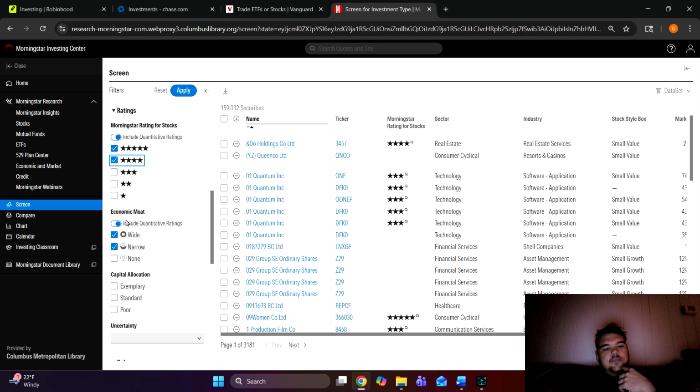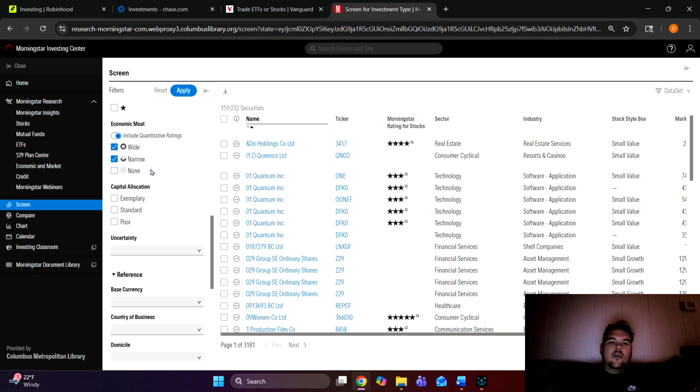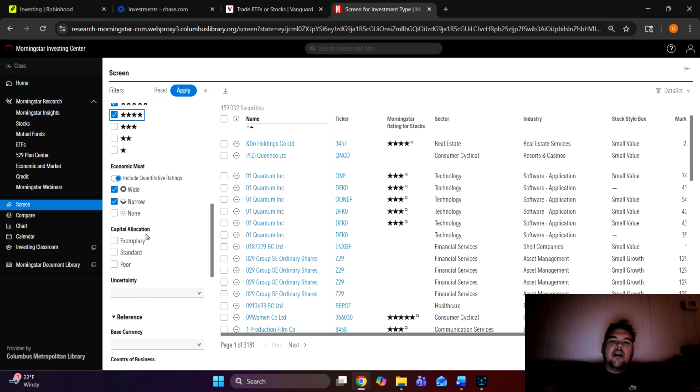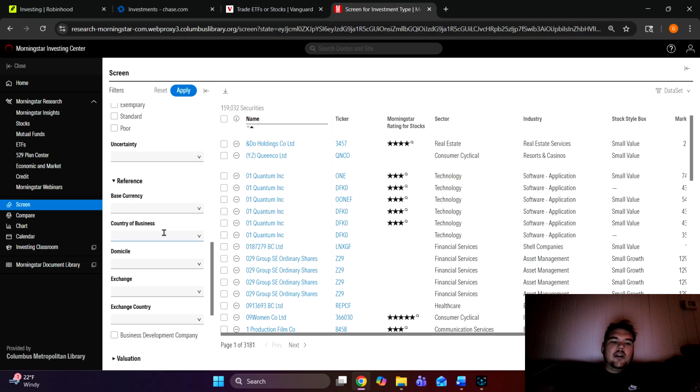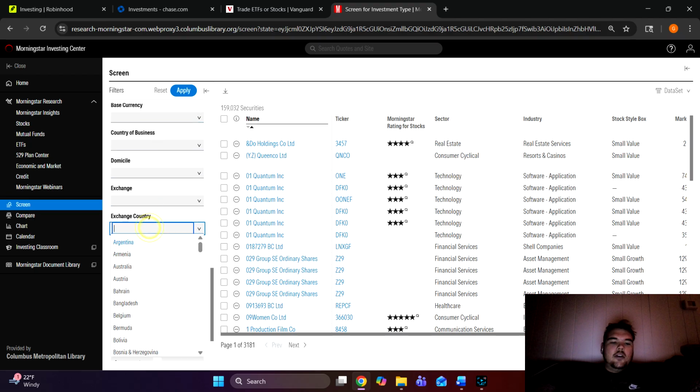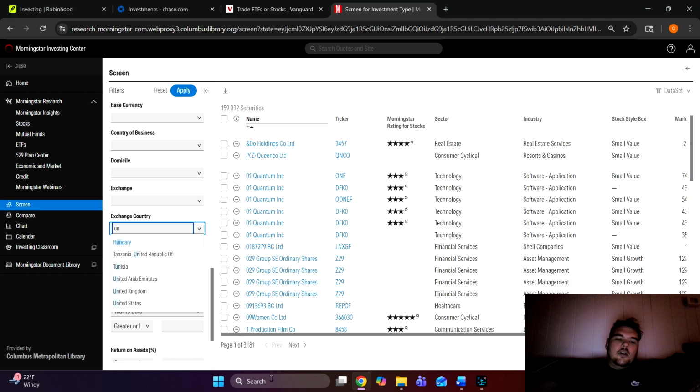And then wide and narrow moats. So going back to the castles, what all things does the business have to protect the company, basically? What all paths do they have of making income? And then your exchange country, just to make it easy for you, United States.